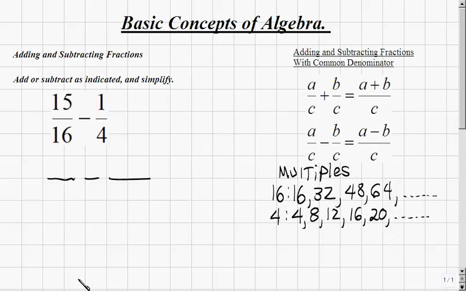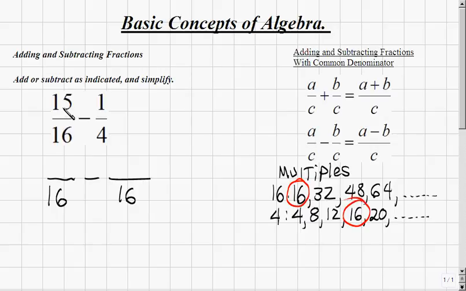Our common denominator is the lowest common multiple in these lists. In other words, the first number that appears in each list. We see that that number is 16. So that means that we want both of our fractions to contain the common denominator of 16. Let's next convert each one of these fractions to a common denominator of 16.